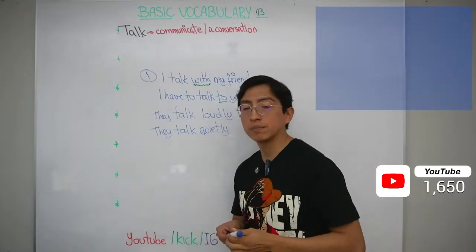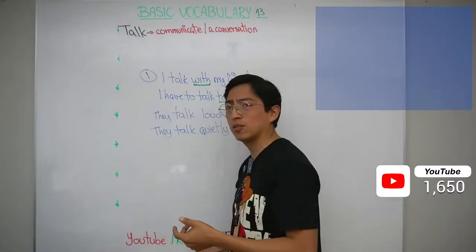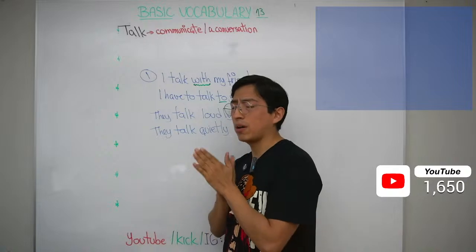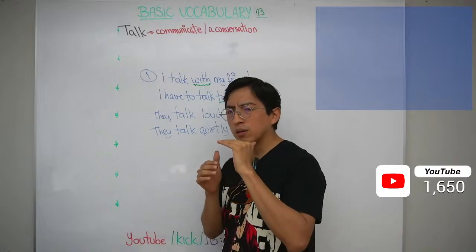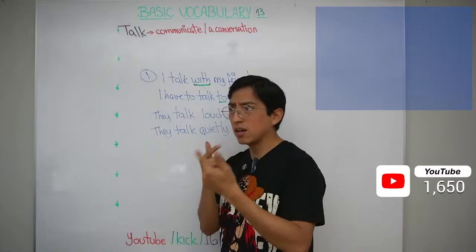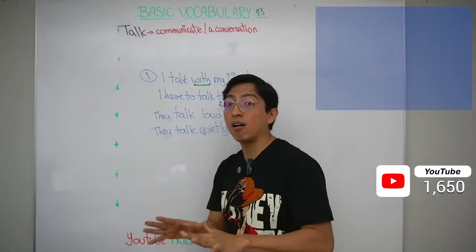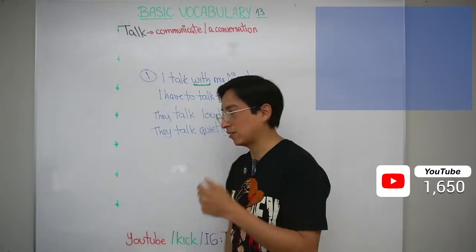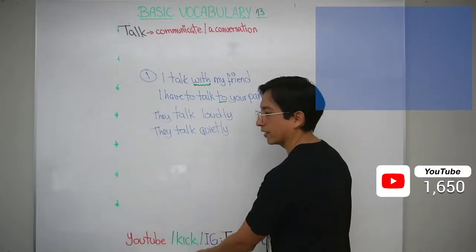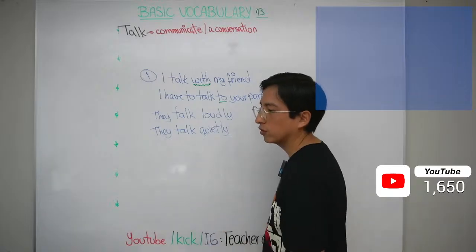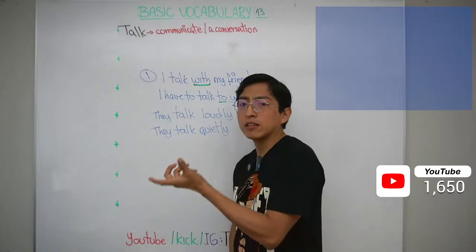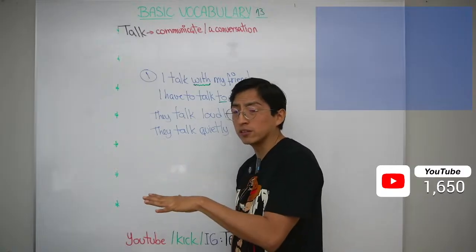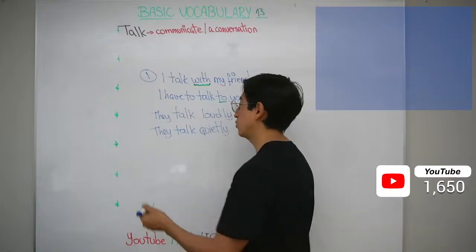Okay, they talk loudly. You listen to this person, even if you're at a very long distance. And talk quietly is when these people are speaking with a low voice, or they are just speaking in a calm way. So we have these two ideas about loudly and quietly. You can also use talk quickly or talk slowly. That is the only other way to use this.